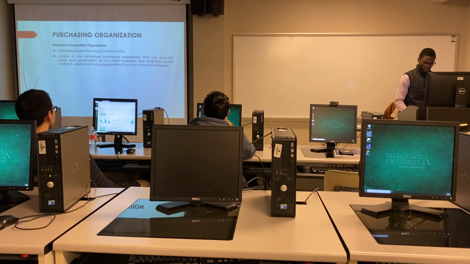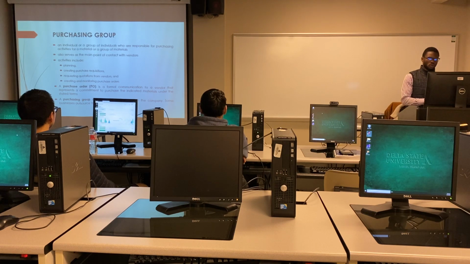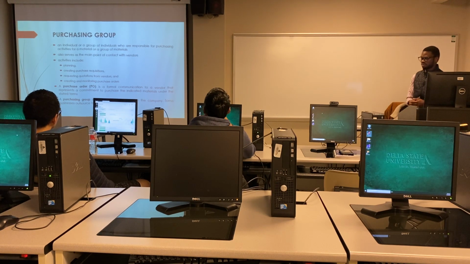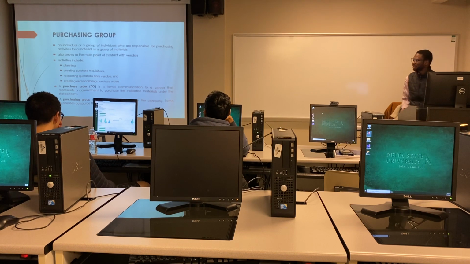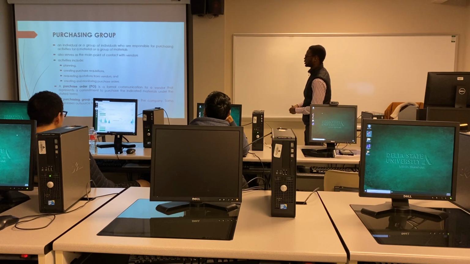So the next thing is a purchasing group. Now, the purchasing group is an individual or group of individuals who are responsible for purchasing activities for a material or a group of materials. We said that whereas the purchasing organizations are responsible for the strategic aspect of purchasing, such as negotiating with vendors, purchasing groups carry out the day-to-day purchasing activities themselves. The activities include planning, creating purchase requisitions, requesting quotations from vendors, and creating and monitoring purchase orders.